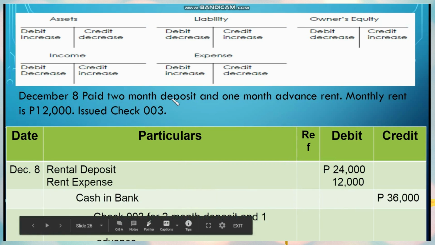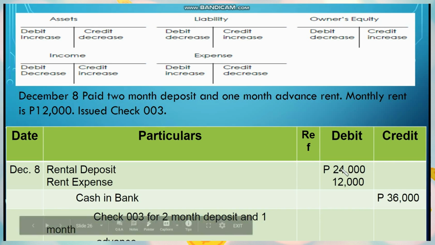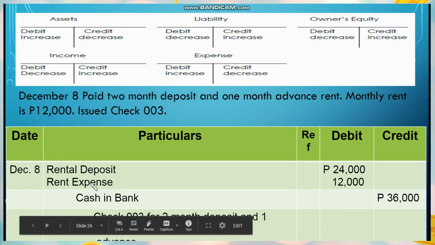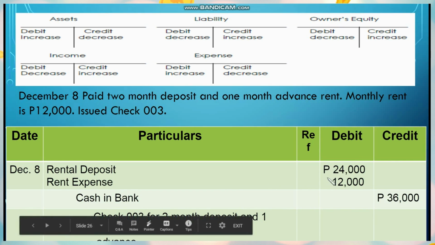2-month deposit, rental deposit is an asset. The rental deposit increased, so it's debit. So we debit rental deposit for 24,000. Why is it 24? Because for 2 months, 1 month is 12 multiplied by 2, 24. Now, 1-month advance rent is an expense. An increase in expense is debit. So we debit rent expense for 12,000. Now, the total cash issued or disbursed is the total of rental deposit and rent expense combined. So the cash in bank decreased by 36,000. So we credit this account title.